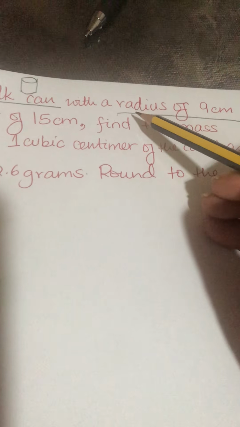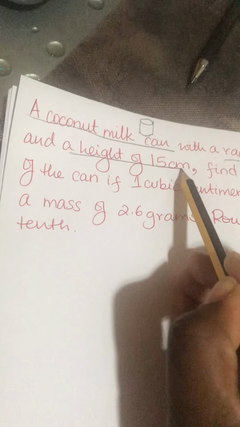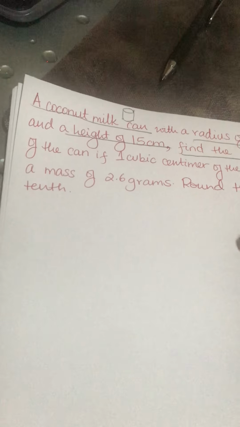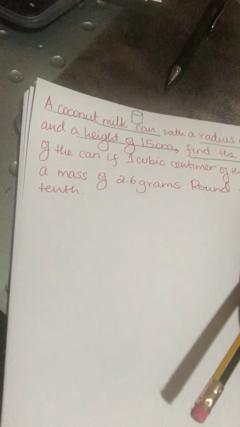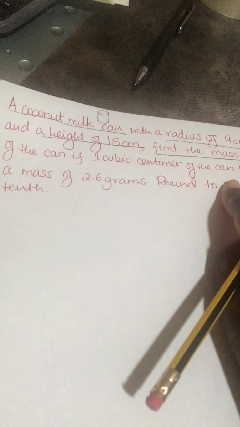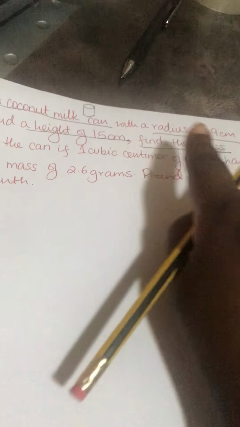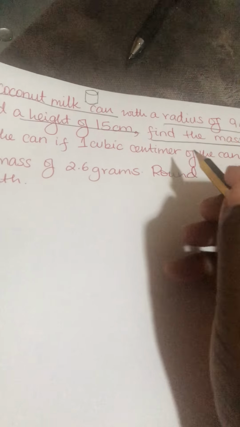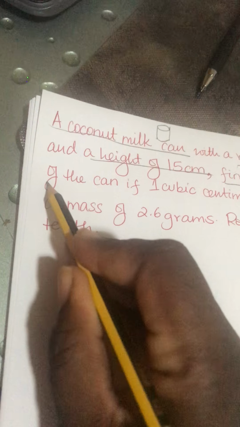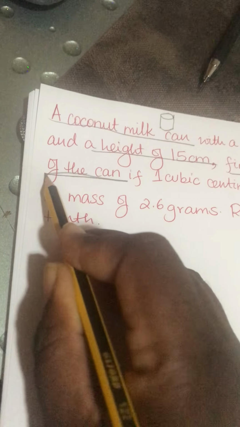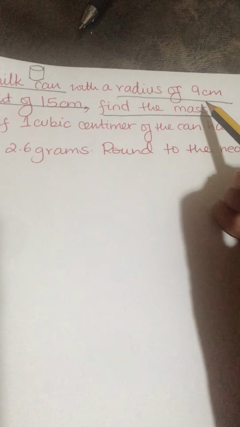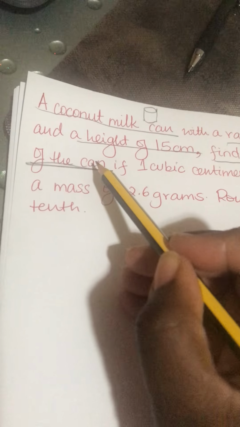And it has a radius of 9 centimeters. It has a height of 15 centimeters. Find the mass. Find the mass is very important. Okay. So we are finding the mass of the can. Of the can is also another important part. I want to find the mass is important. And of what is another important.